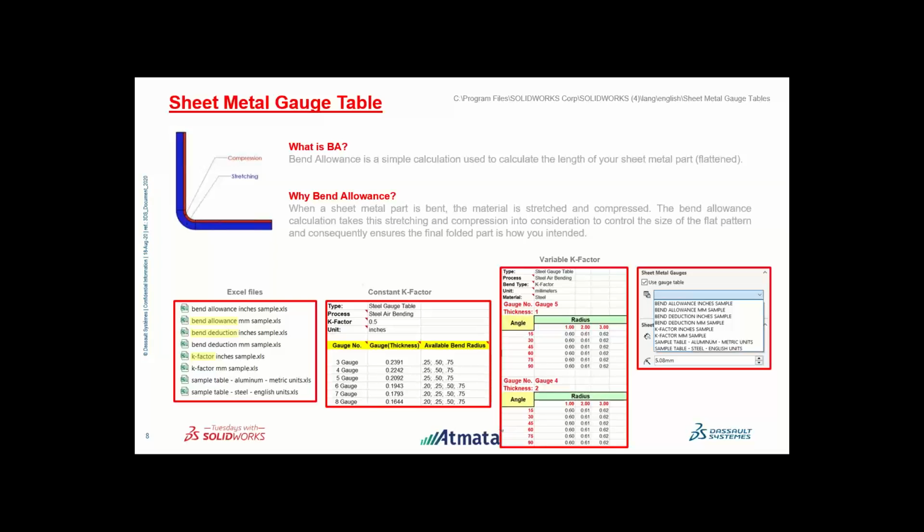So you have a constant K factor. Here you see some Excel files. You have the K factor here, a constant K factor. You see various gauges, and you also have various radii applied. So this kind of parameter can be taken based on your manufacturing needs. What are actually your manufacturing needs? Based on that, you can set these Excel files.